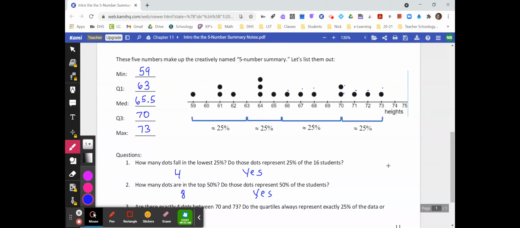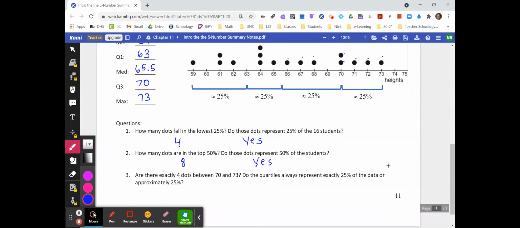And we have one more question here about this plot graph. Are there exactly 4 dots between 70 and 73? So kind of our upper 25%. Well, let's see. We have 1, 2, 3, 4, 5. So no, we don't have exactly 4, right? We have 5 dots. So do the quartiles always represent exactly 25% of the data or approximately 25%? Well, based on 5 dots in that upper 25%, I would say this is always going to be more of an approximation here.